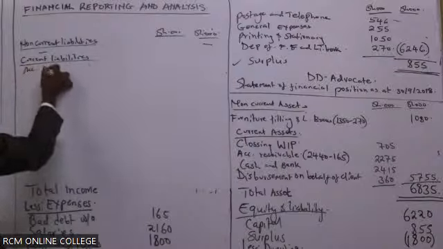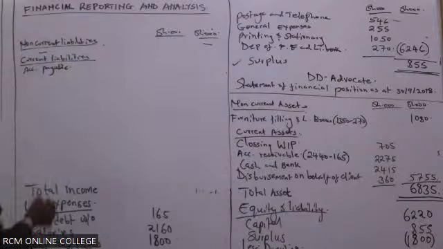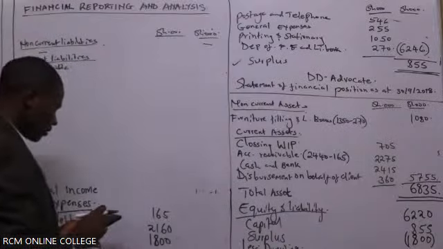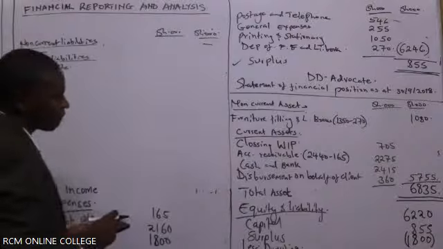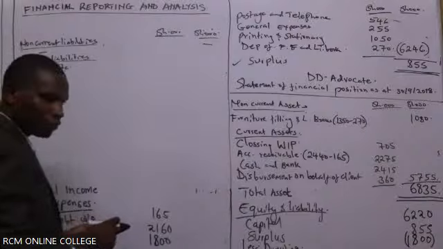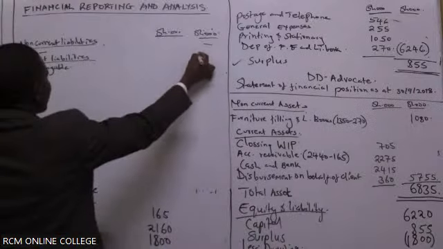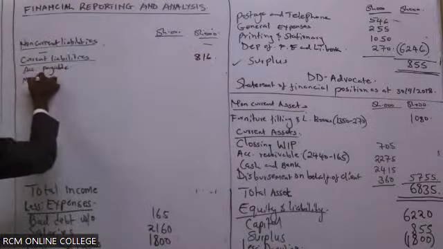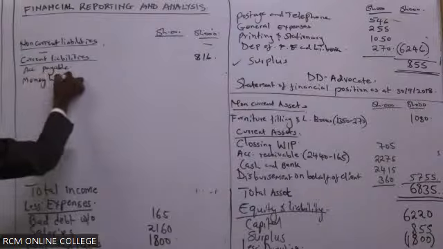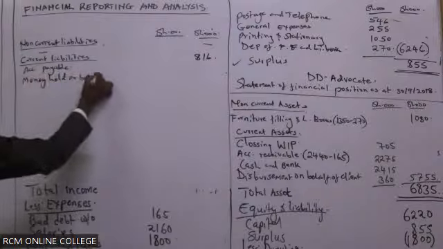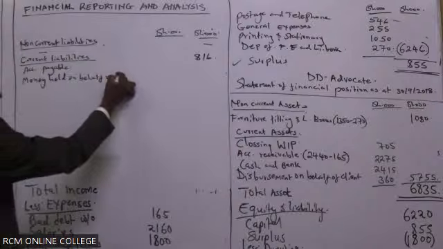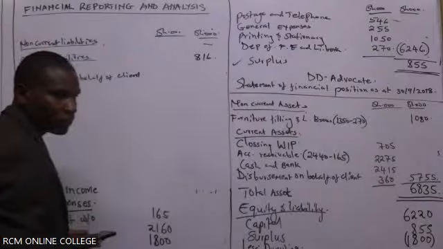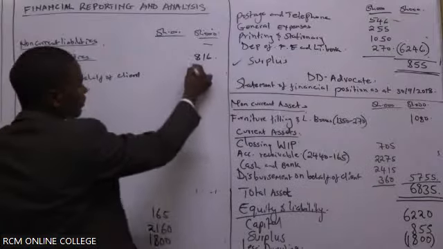Account payable, how much is the account payable? 816. Then money held on behalf of clients, 744, right? I hope it's 744.